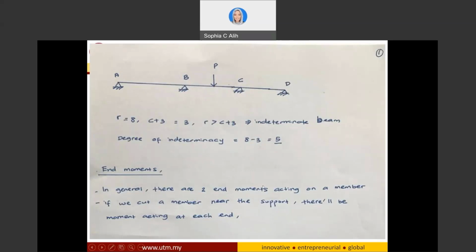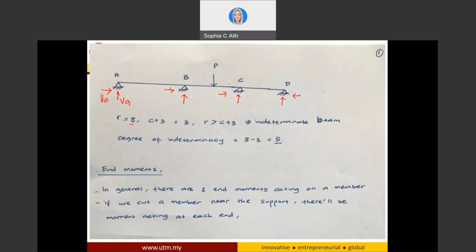Since it is a pin support, it will have one vertical reaction here, and also a horizontal reaction over here. So I put here the vertical reaction at support A and the horizontal reaction at support A. Similarly, since B is a pin support, you have another two reactions, horizontal and vertical, and similarly for point C, and for point D. If you calculate it, for this continuous beam I have 8 reactions in total.